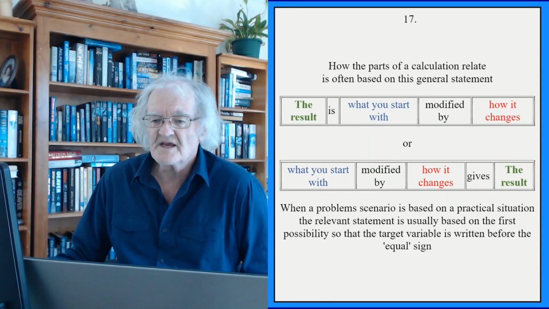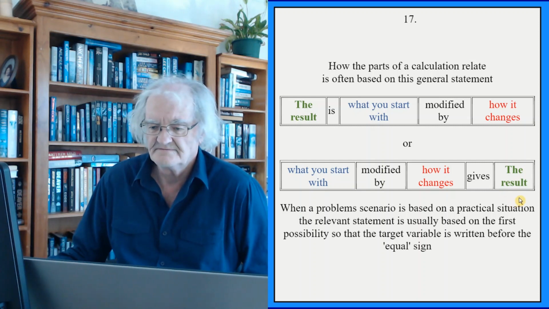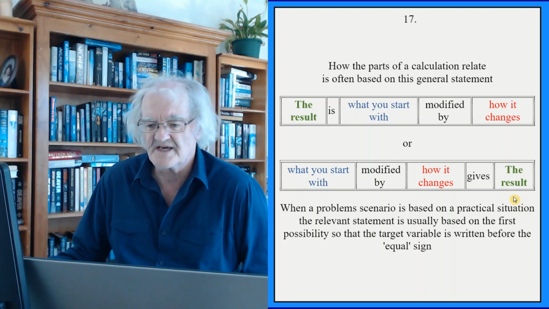How the parts of the calculation relate is often based on this general statement. The result is what you start with, modified by how it changes. Now that can be stated in reverse. What you start with, modified by how it changes, gives the result. Both are true statements, both are basically the same statement.